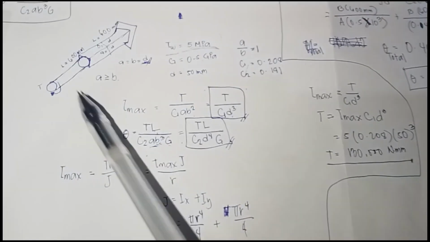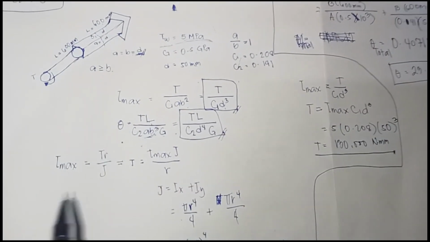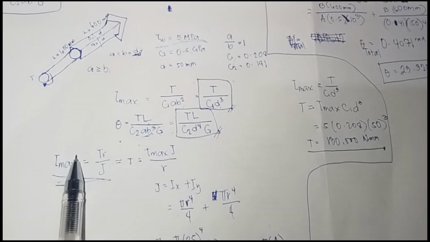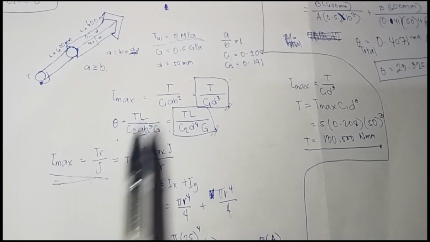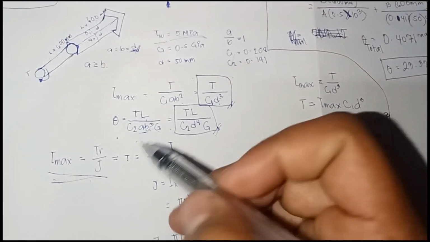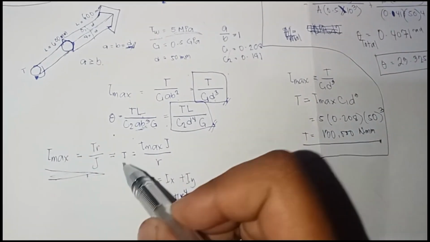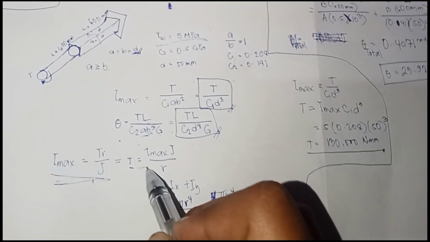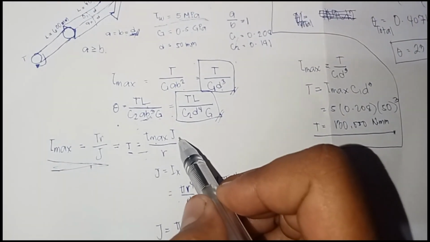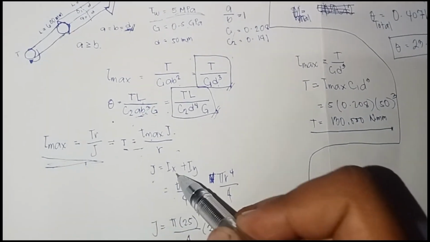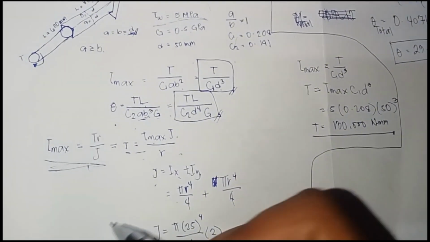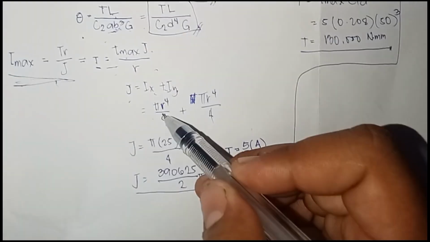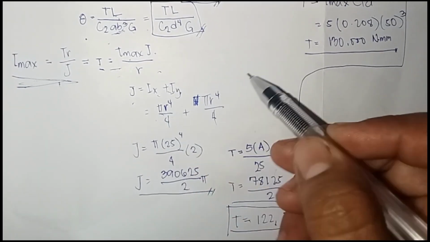Since there are two segments, and one of them is circular, we use the circular formula, where tau max equals TR over J. Since we are solving for T, T equals tau max times J over R. The J here is Ix plus Iy, so the formula is pi R to the fourth over 4 plus pi R to the fourth over 4.